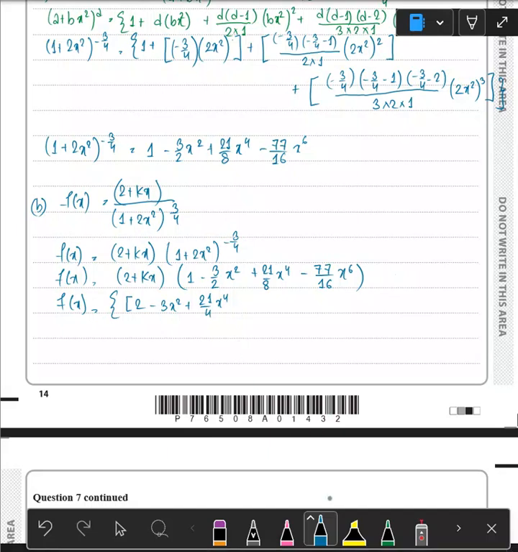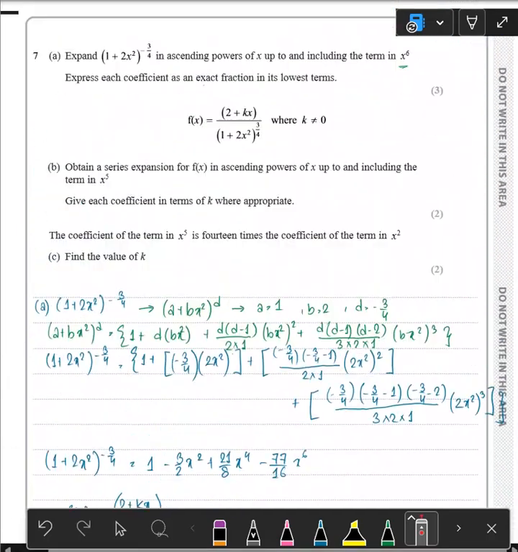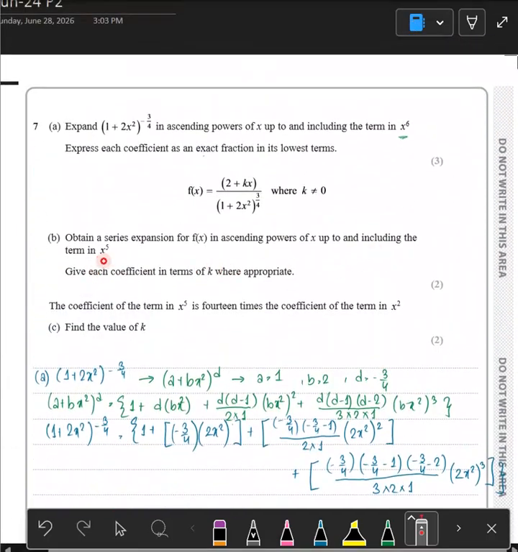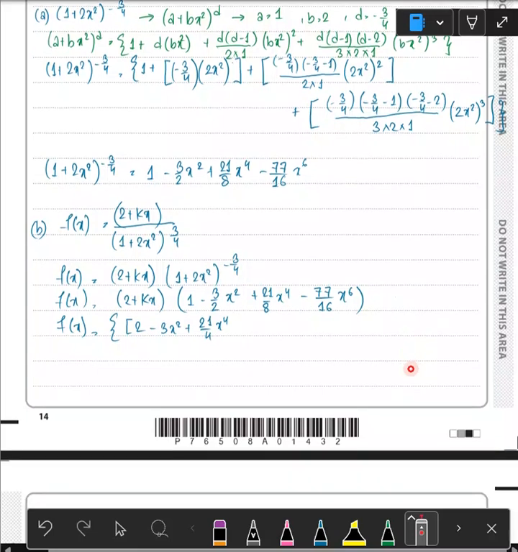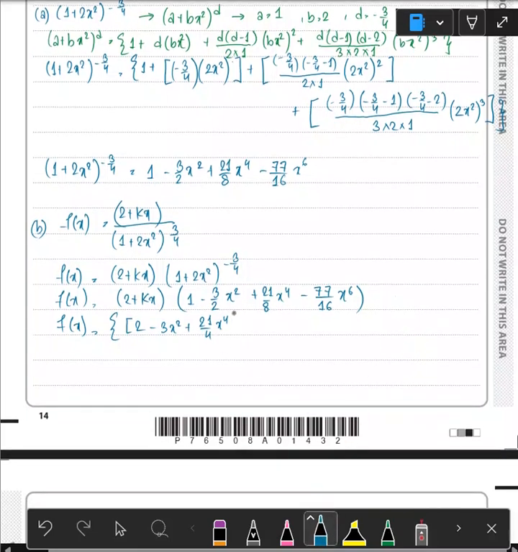Then if we multiply 2 with negative 77 by 16 x to the power 6 it will give you negative 77 by 8 x to the power 6. But the question has asked us to give the expansion till we get x to the power 5. So we don't need that term here. So for this part we can just expand till here.